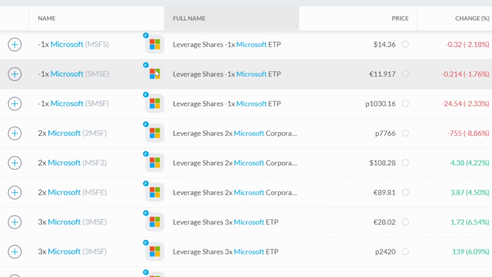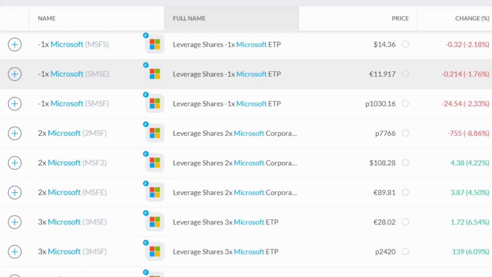And then as you can see, the first option on the list here is the -1x. What happens there is if the price goes up by 2%, then this leverage share will go down by 2%, and vice versa. For the 2x and 3x Microsoft leverage shares, if the Microsoft share price actually went down by 2% instead of up like it did today, then these will also double your loss or triple your loss, depending on which one you have. That's basically the principle of how these leverage shares work.